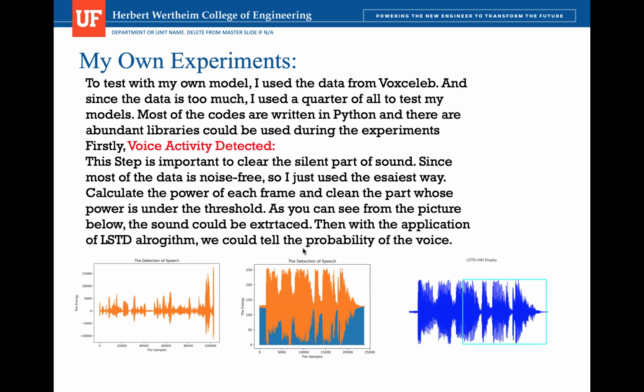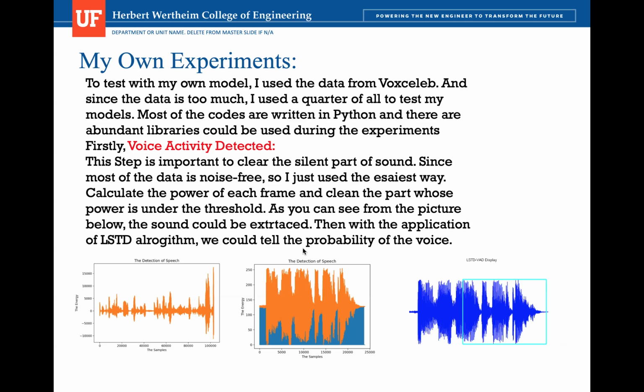Firstly, we need to do voice activity detection, because we need to know which part of the voice is real. As you can see from the pictures, the first one shows that all of it is speech, with no noise. In the second one, you can find the blue parts are silence and noise, and only the orange parts show the voice of the person. This step is very important to clear the silent parts of the sound.